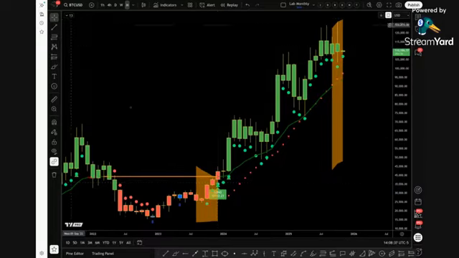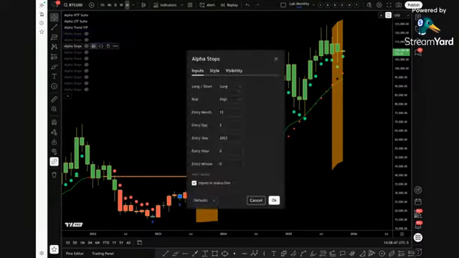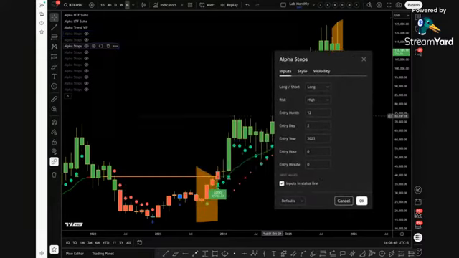So what you're going to do is find the setup that you want to take. Let's say you're here right now. You see that breakout arrow. You take that long position, go to your stop loss settings, and simply enter the date that the breakout arrow is appearing, December 1st, 2023.